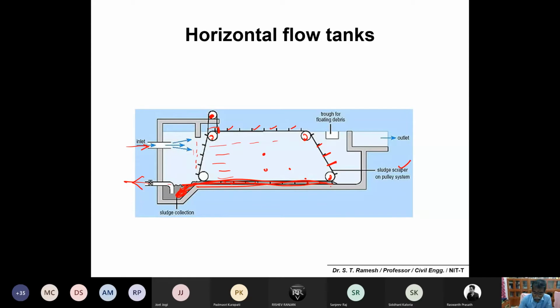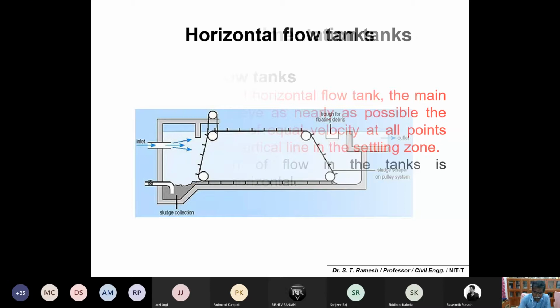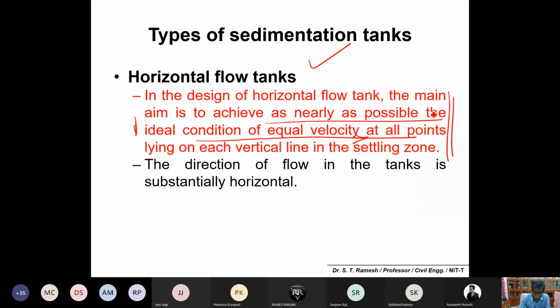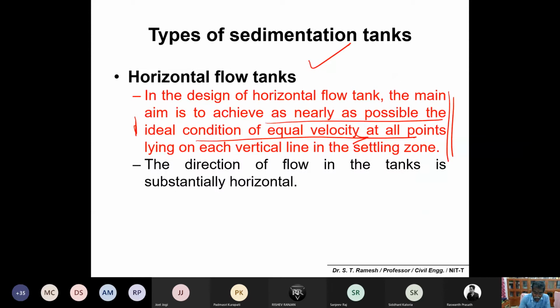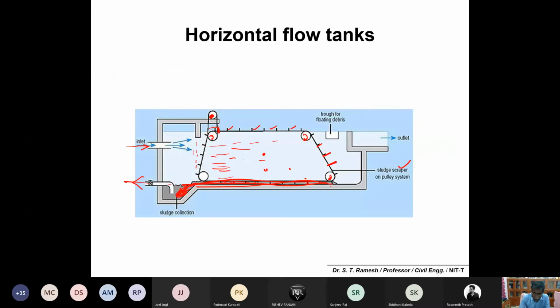Okay, so these are horizontal flow tanks. This is important. The main aim is to achieve, as nearly as possible, the ideal condition of equal velocity at all the points lying on each vertical line in the settling zone.